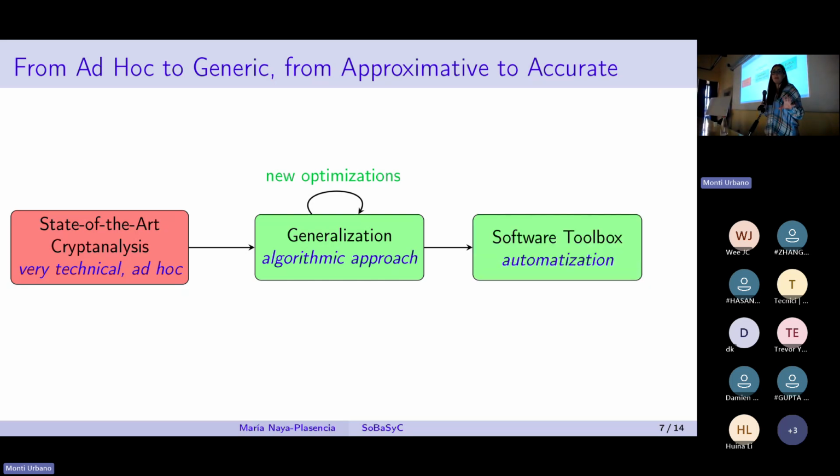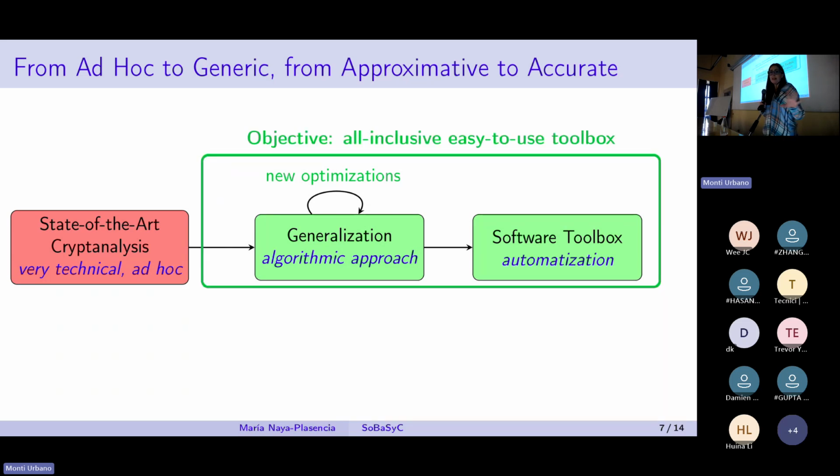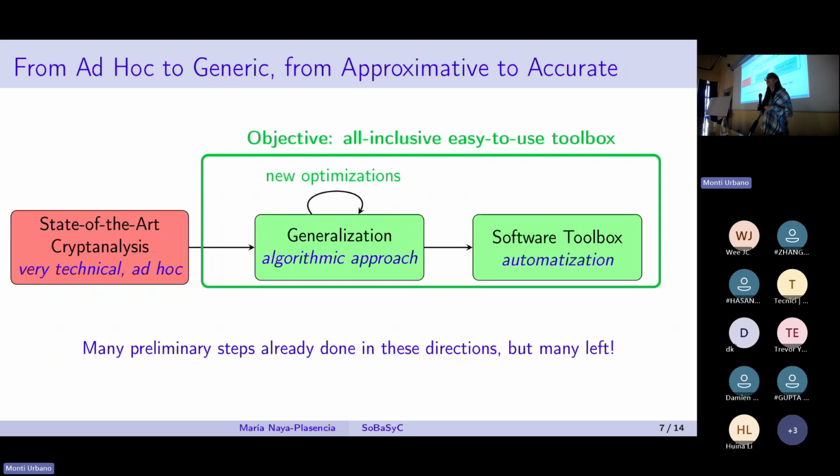And in the end, once we have these generic algorithms that are optimal, we can use them to be implemented in a software toolbox that will allow us to fully automatize symmetric cryptanalysis. So that's the objective that I think we all want to reach, an all-inclusive, easy-to-use toolbox. And as I said, many preliminary steps have already been done in these directions, but there are many left. And so this talk is mainly about what I think is very important, that is this middle step here, for being able to do a very good, easier and higher-performance automatization in the end.